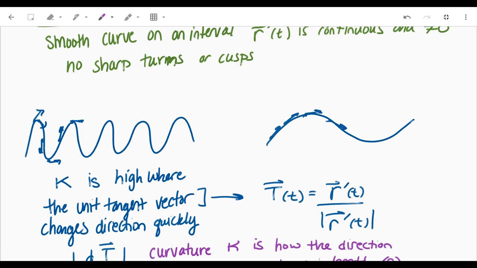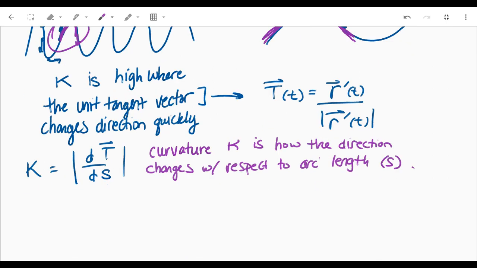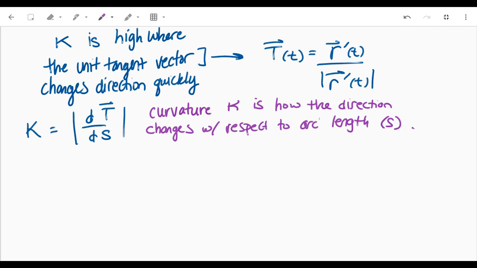So you can think about how, in order for the direction to do almost a full 180 on this guy, it doesn't take very long along the curve, but on this guy, it takes a longer distance. So that's how quickly it's changing with respect to arc length. One thing to know, though, is that we often don't want things in terms of arc length.